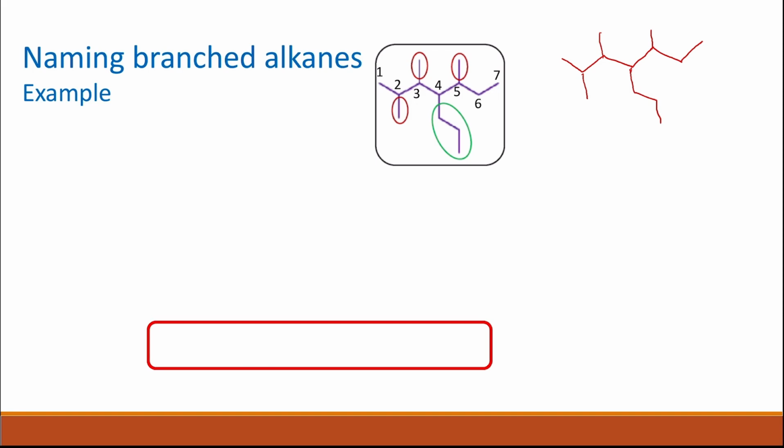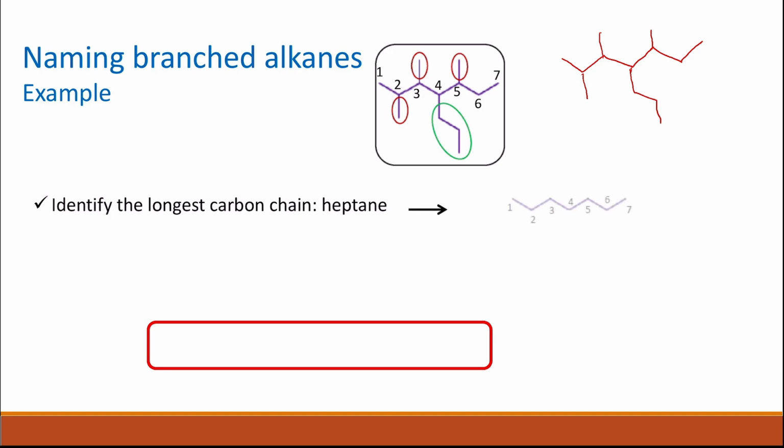Let's start off by naming branched alkanes. So we have a branched alkane in front of us. How can we name this branched alkane? This is the skeletal formula for a branched alkane. So the first thing is we need to identify the longest carbon chain. In this case, the longest carbon chain is heptane, which is the seven-membered carbon chain. So the longest one is the one that has seven carbon atoms. So the root name is going to be heptane.